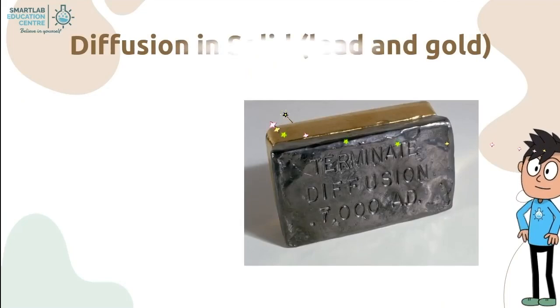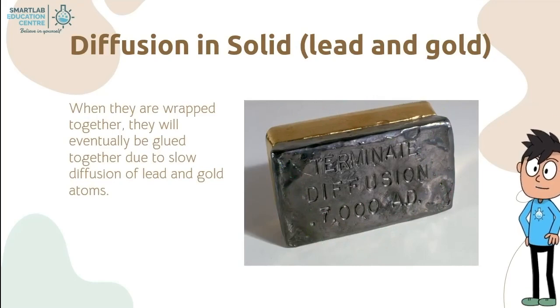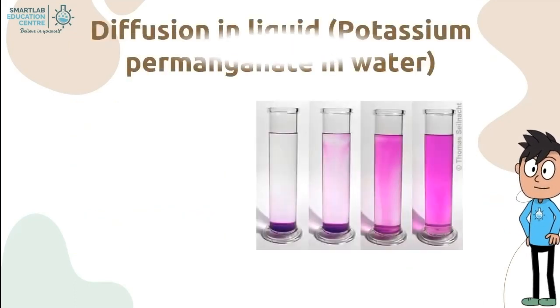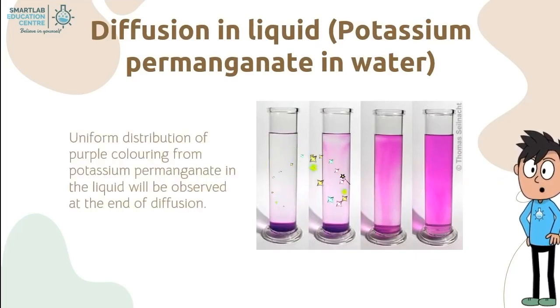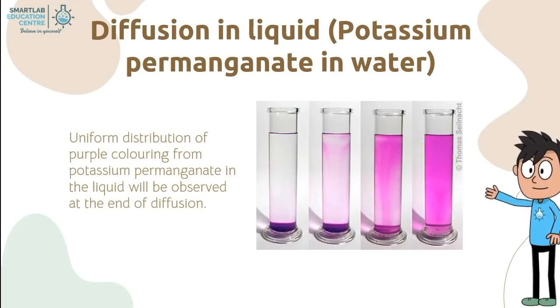Diffusion in solid, lead and gold. When they are wrapped together, they will eventually be glued together due to slow diffusion of lead and gold atoms. Atoms diffuse into each other's structure, causing adhesion. Diffusion in liquid, potassium permanganate in water. From left to right, you can see that there is a uniform distribution of purple coloring from potassium permanganate in the liquid at the end of diffusion.